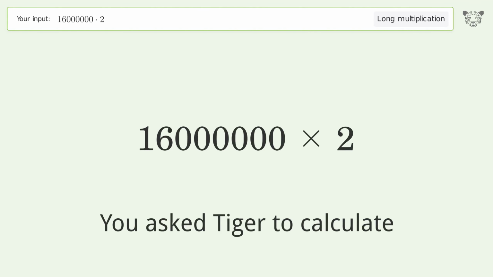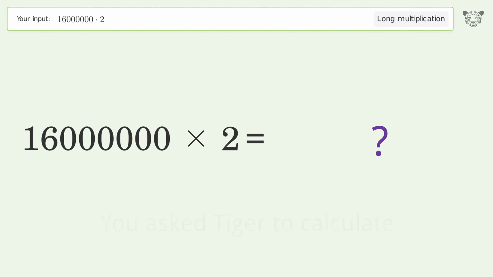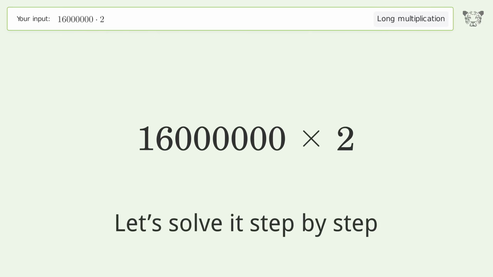You ask Tiger to calculate. This deals with long multiplication. The final result is 32 million. Let's solve it step by step.